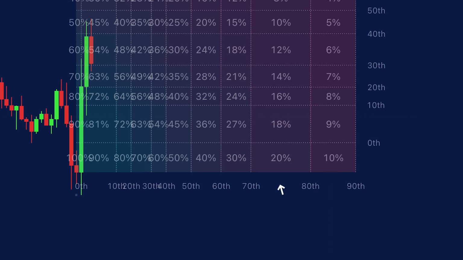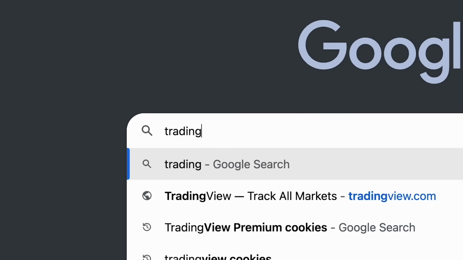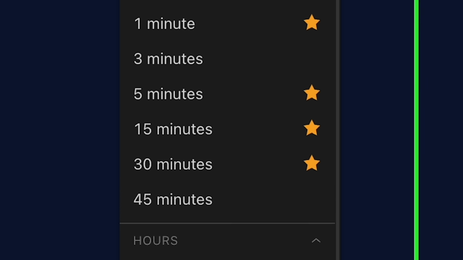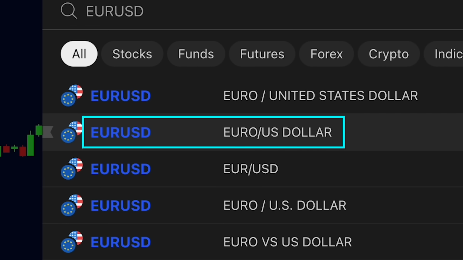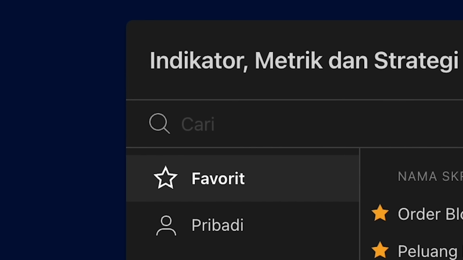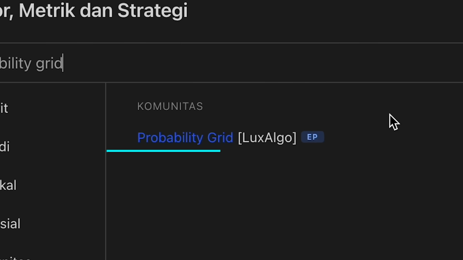Let's get into it. To add this indicator to your chart, head over to TradingView and pull up any market you want. I'm using the 15-minute time frame on euro-dollar, but this works on any market, any time frame. Click on indicators and type in probability grid. Make sure you select the one by LuxAlgo.